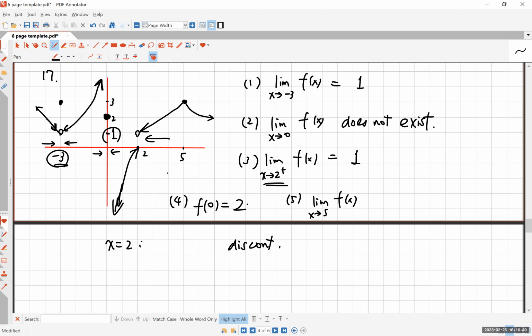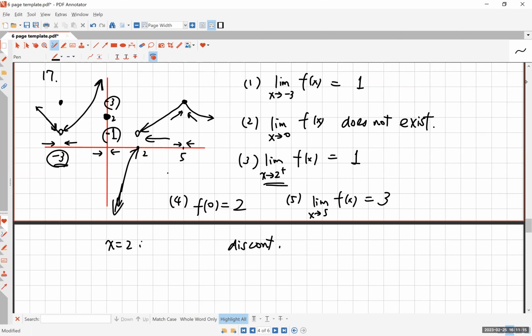The limit of f as x approaches 5. So let x approach 5 from the right and from the left. And from both directions, the y value of 3 is what the function is approaching. So this will be 3. And in fact, it's continuous because it is also the value of the function.